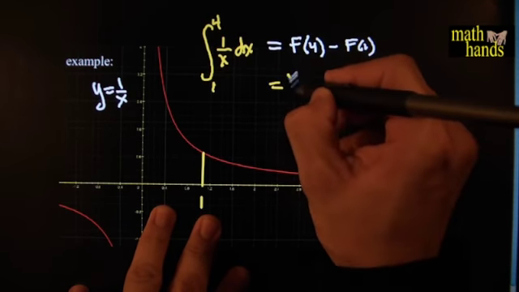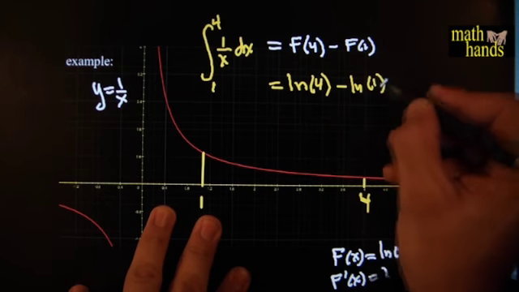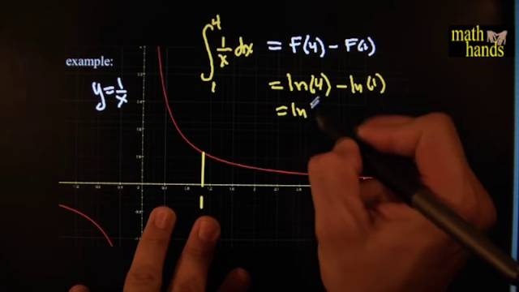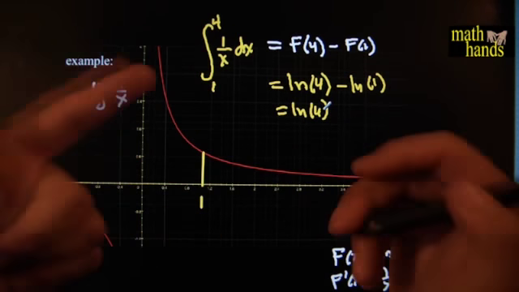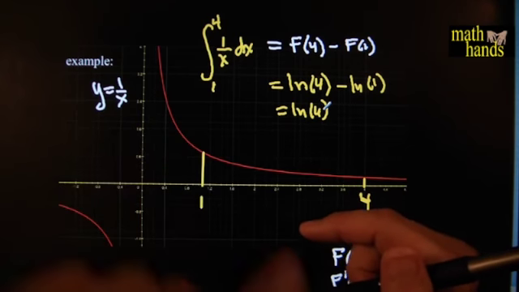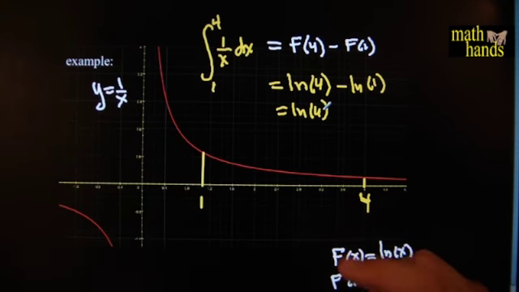This would be ln of 4 minus ln of 1, which, incidentally, ln of 1 is 0, so the grand total is ln of 4. Did you ever think that you could calculate areas with such elegance and grace in your lifetime? When I was a little boy, I never thought I could ever calculate areas with such elegance and grace. It's such a nice idea to learn.